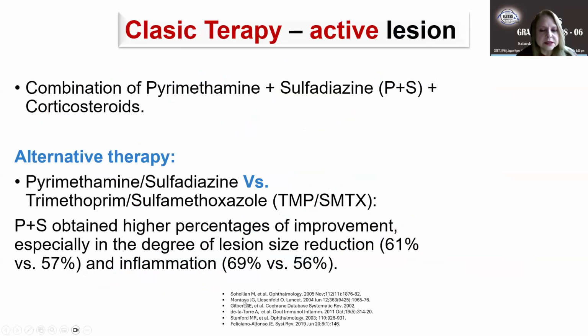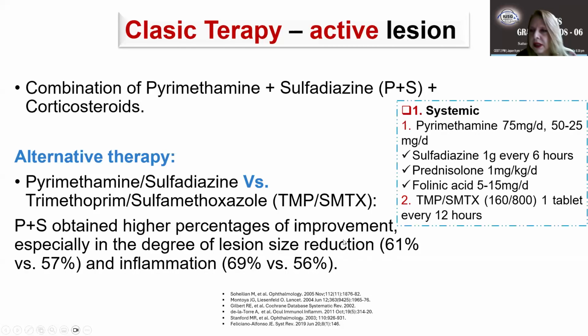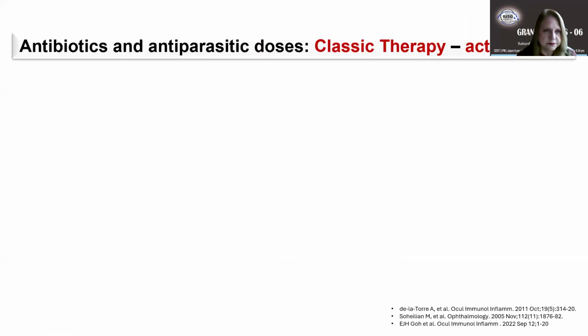However, in a study from Soheilian et al., pyrimethamine-sulfadiazine obtained a higher percentage of improvement, especially in the degree of lesion size reduction and inflammation, but it was not statistically significant. Here you can see the doses of systemic therapy, classic therapy: pyrimethamine, sulfadiazine, prednisolone, and folinic acid. And for the most common alternative therapy, trimethoprim-sulfamethoxazole.